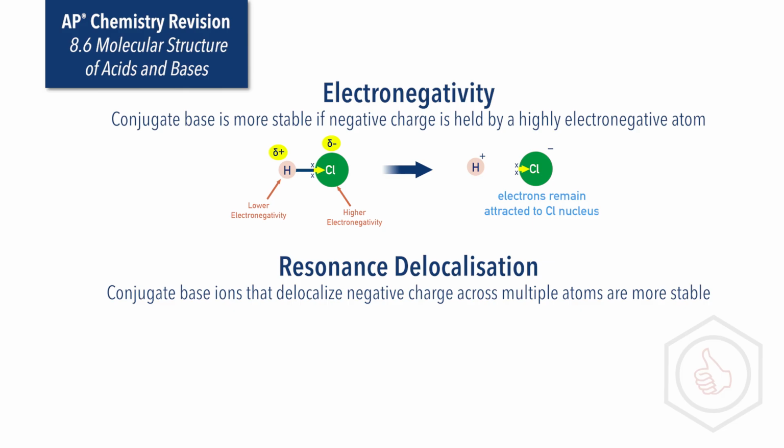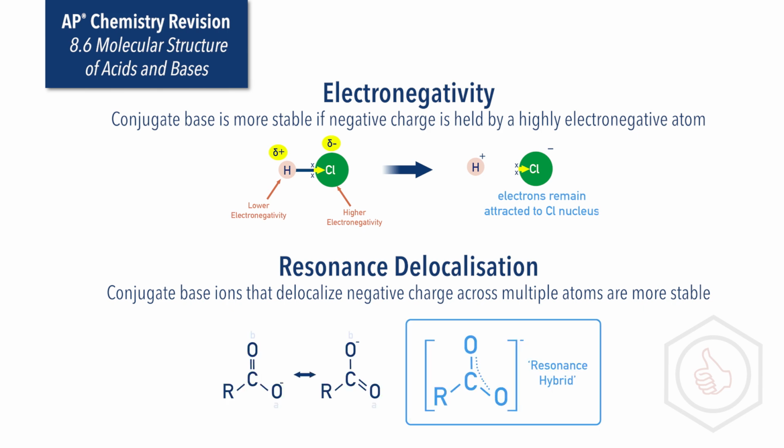For example, carboxylic acids form conjugate base ions, RCOO-. The negative charge on the COO- is spread over two oxygen atoms via resonance, making it more stable.